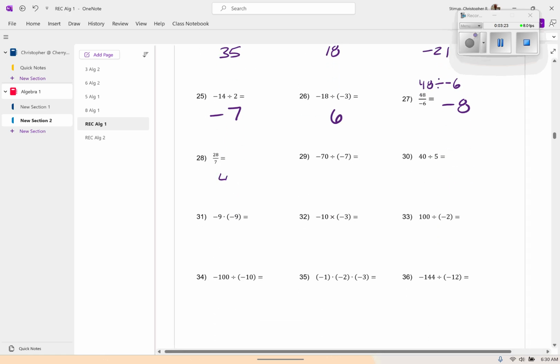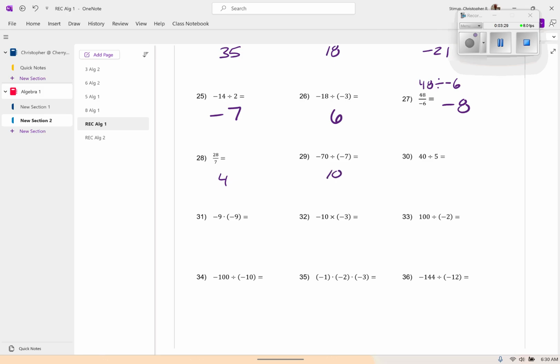28 over 7 is 4. Negative divided by negative is positive. 70 divided by 7 is going to be 10. 40 divided by 5 is 8. -9 times -9 is going to be +81. This is going to give me +30 because negative times negative. This will be a negative answer because we have one negative sign. So 100 divided by 2 is -50.